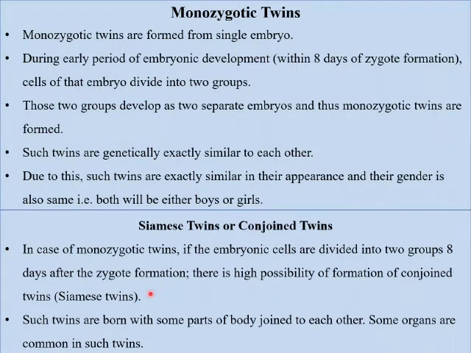In conjoined twins or Siamese twins, the twins are born with some parts of their body joined to each other, and hence the name conjoined twins. Even some organs may be common in such twins. So this is what is called Siamese twins or conjoined twins.